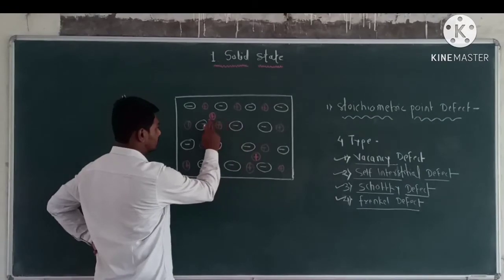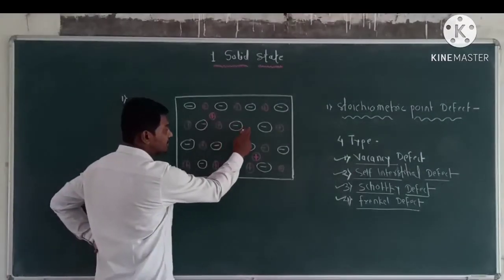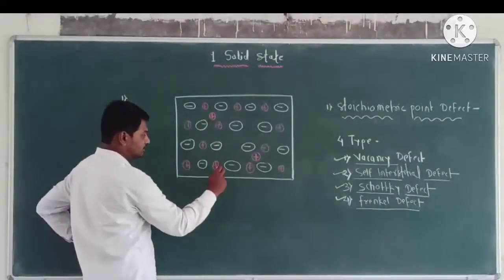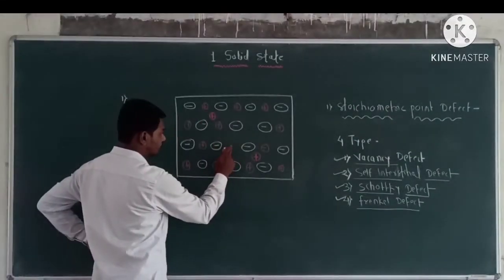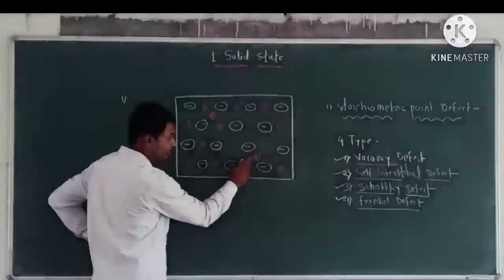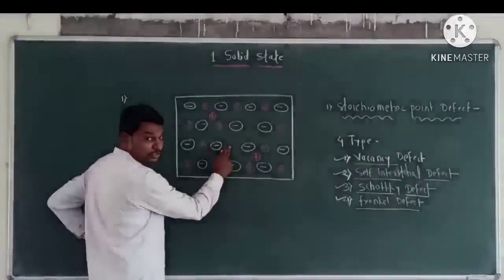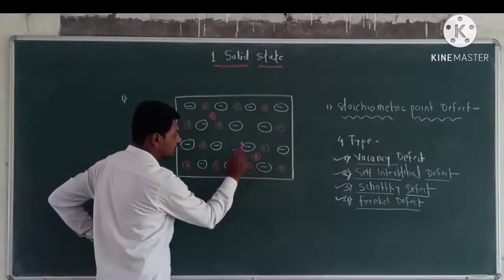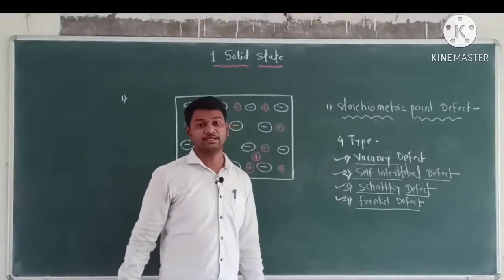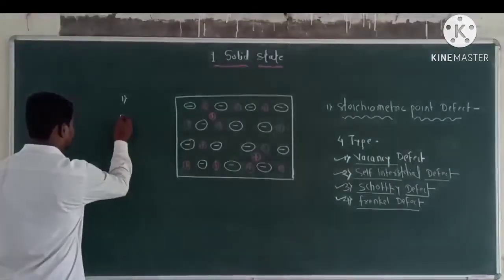But this cation leaves its regular position and occupies this interstitial site. Similarly, this is the original place or position of this cation, but this cation leaves its regular position and occupies the interstitial site. Okay. Now, such a type of defect is called a Frenkel defect. Okay. Now, second point.